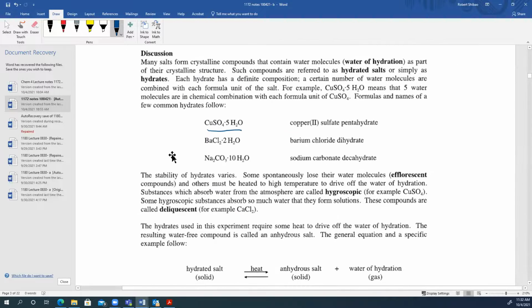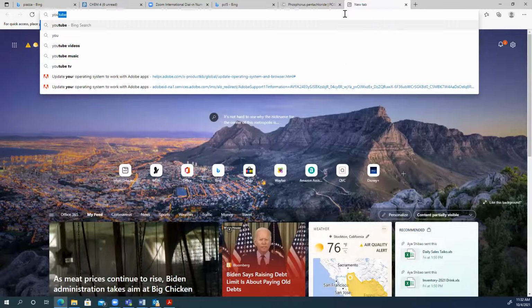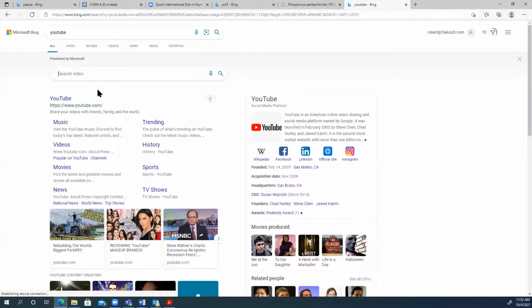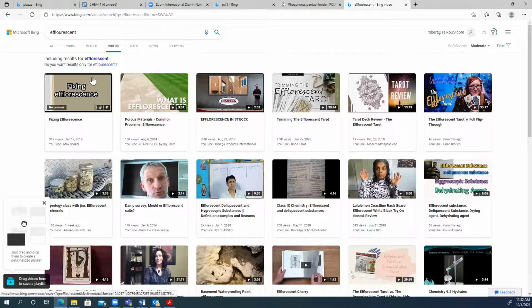And so probably we could take a look at this visually. Efflorescent. Fluorescent. Yeah. I guess efflorescence is spelled with O, no OU. All right.